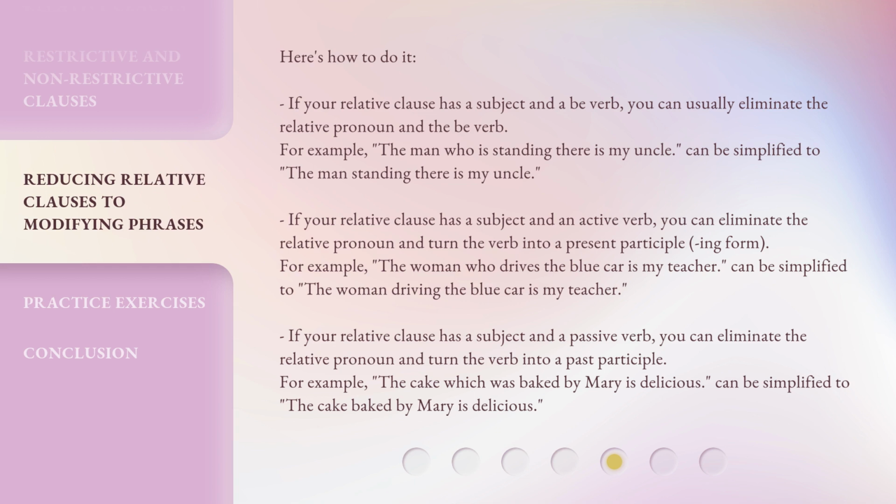If your relative clause has a subject and an active verb, you can eliminate the relative pronoun and turn the verb into a present participle, ing form. For example, the woman who drives the blue car is my teacher can be simplified to the woman driving the blue car is my teacher. If your relative clause has a subject and a passive verb, you can eliminate the relative pronoun and turn the verb into a past participle. For example, the cake which was baked by Mary is delicious can be simplified to the cake baked by Mary is delicious.